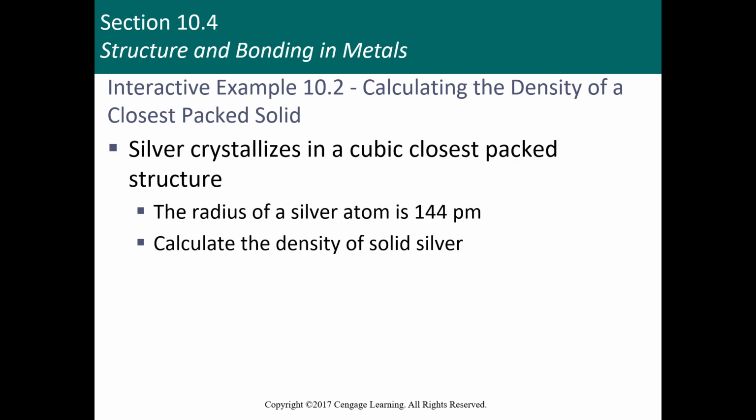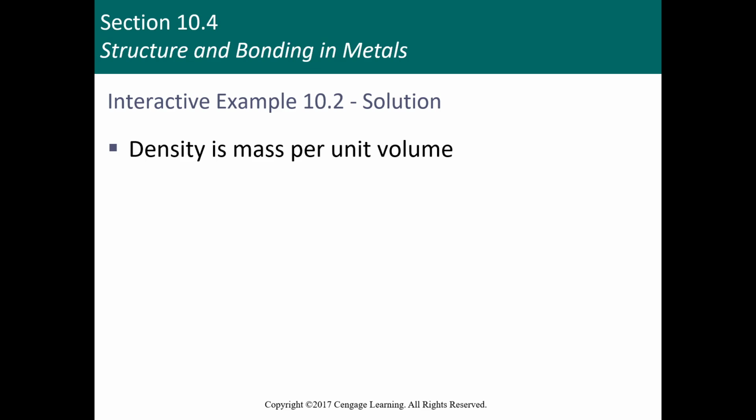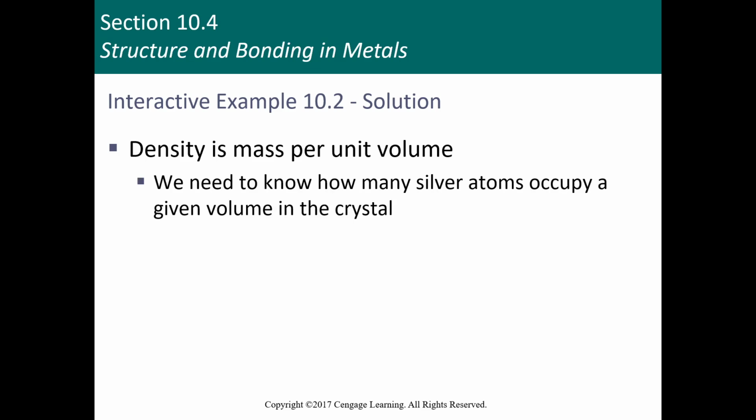And so what we do is the density is of course mass per unit volume. So we take mass, we divide it by volume. Typically you would do this in grams per milliliter. So the first thing I would work on is we need to know how many silver atoms will occupy a given volume in the crystal.